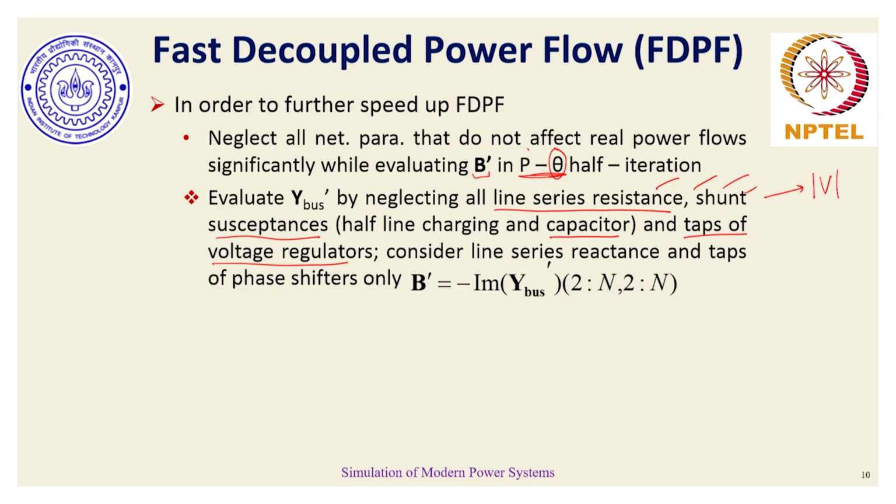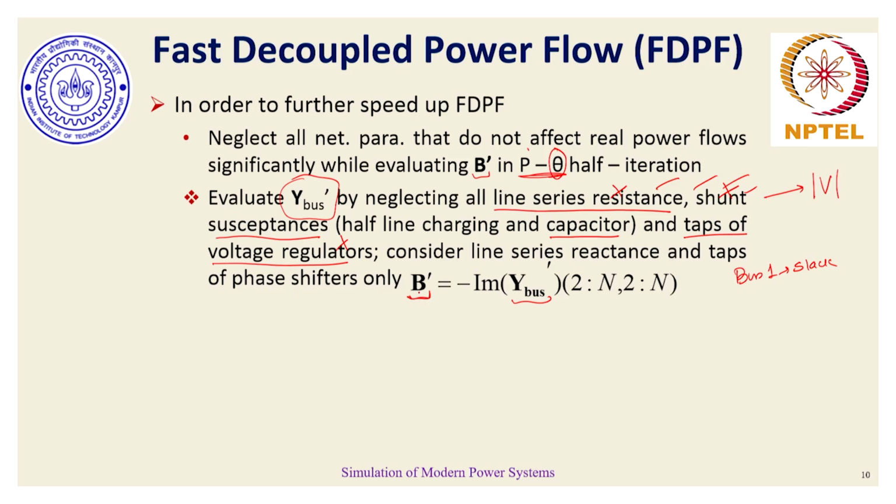So we evaluate the bus admittance matrix. We call that Y bus dash, which is the evaluation of the bus admittance matrix the way it has been discussed, but ignoring the presence of line series resistance, shunt susceptance, and voltage regulators. Once we evaluate the corresponding Y bus dash, assuming bus 1 is the slack bus, we extract the elements of 2 to n, 2 to n, which is what gives us the B dash matrix.